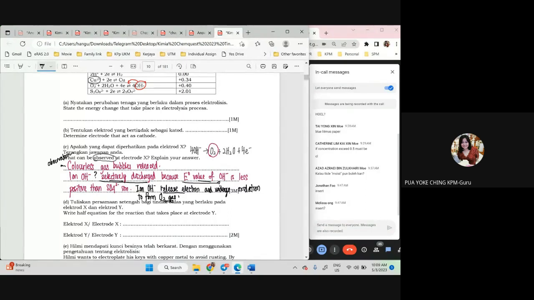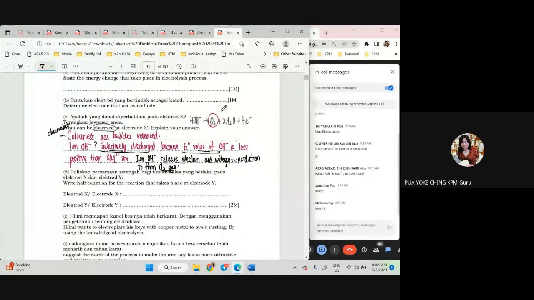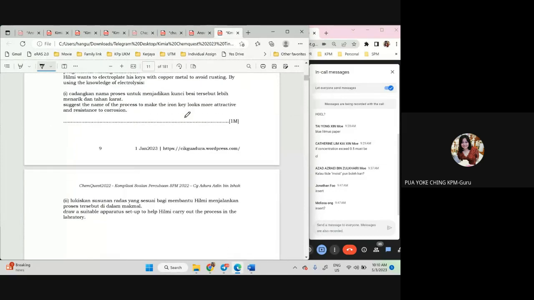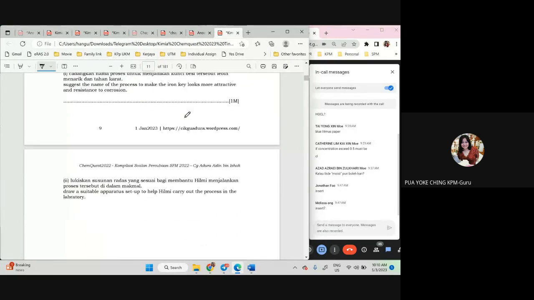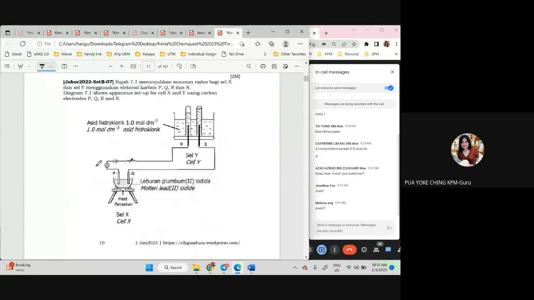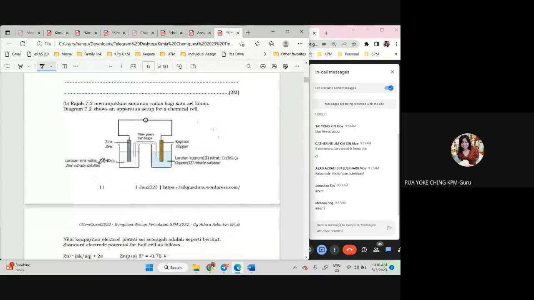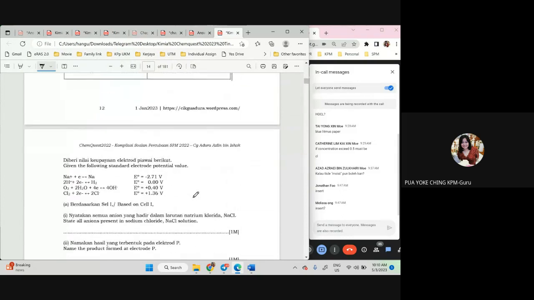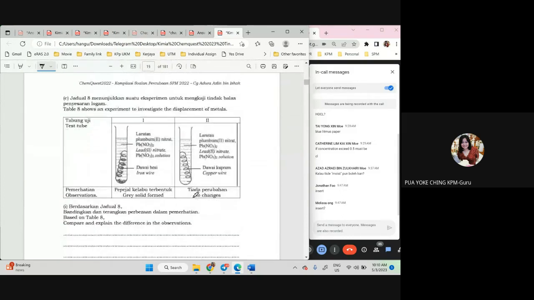Okay? So this is how you explain apa yang berlaku pada electrodes. And then ini electroplating, dia suruh you buat lukis, so you lukis. So ini sama tadi, Johor set 2. Ini sama. Ini pun masih sama. Okay, nanti you go through sendiri.